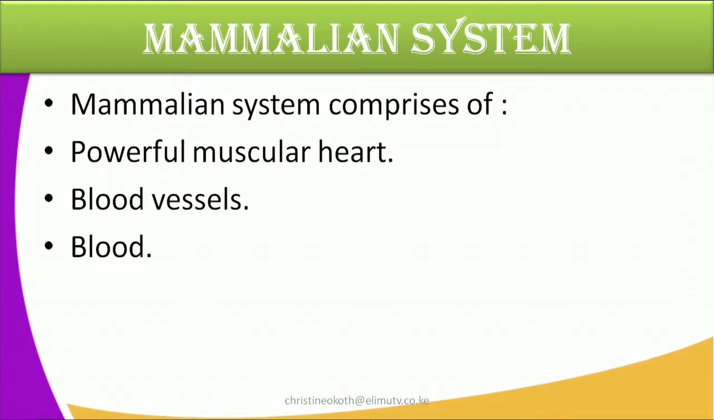So let us now look at the mammalian system. The mammalian circulatory system comprises the following things. Number 1, we have the powerful muscular heart, and we have the blood vessels that we have named: the arteries, the veins, and the capillaries. And lastly, we have the blood. So these are the 3 main things that make up the mammalian circulatory system.